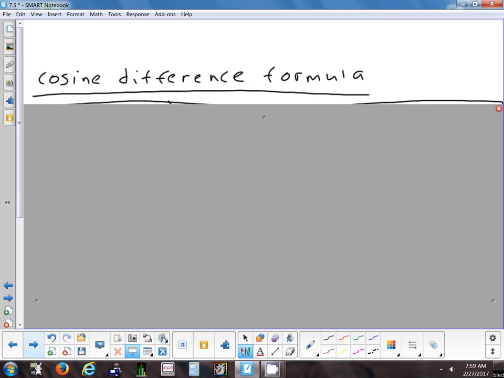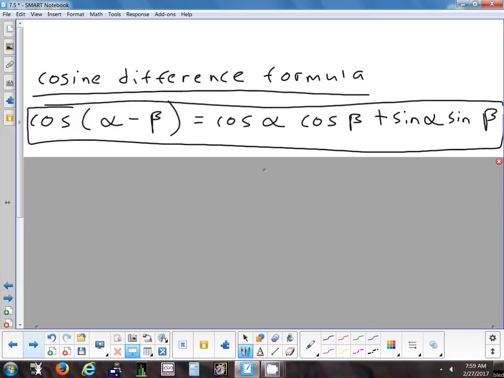There's a proof of this formula in the book. It's a little bit lengthy to go through. It's not the easiest proof. I've done it in the past, but for the amount of time it takes, it's not really worth doing. If you go through it, that's the formula you'll get. And you can use this formula to figure out all the other formulas: cosine of a sum, sine of a difference, and sine of a sum. So we're going to use this as our starting point to figure out everything else.